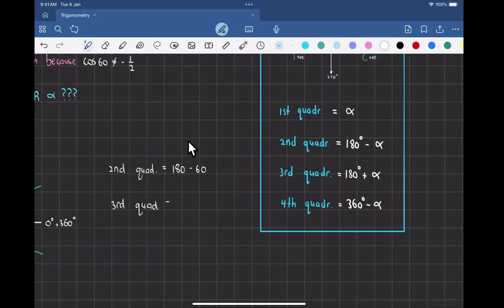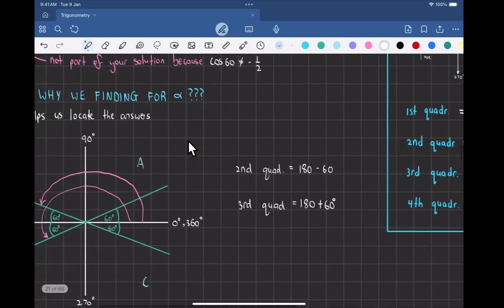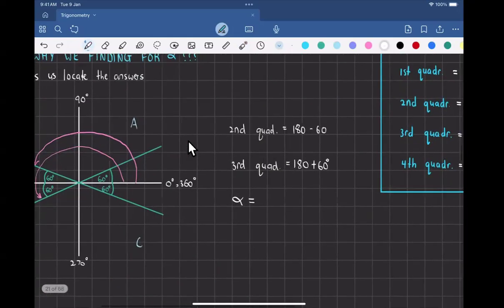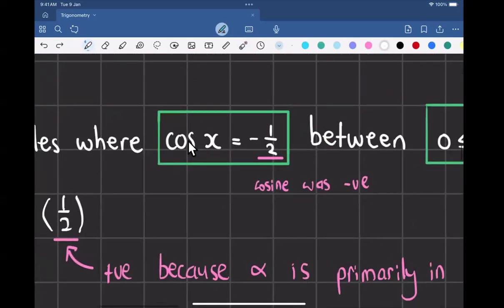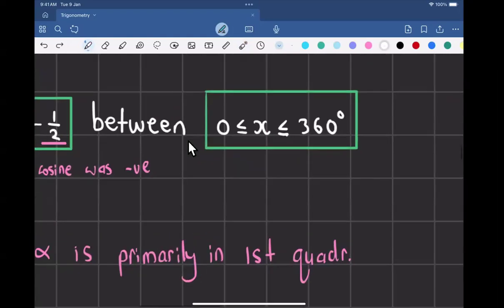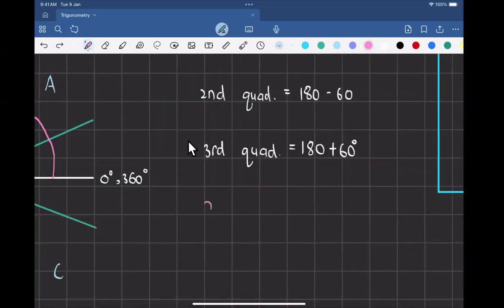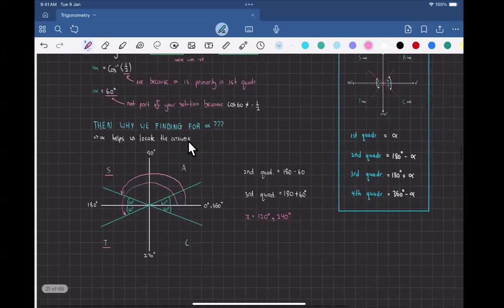So we understand the concept. We ready for them. Nicholas, I noticed that you said alpha. We're not trying to find alpha. We found alpha at the start. We are really trying to find the values of what? Look at the question. X. We're trying to find the values for x. Watch. So my answers for x would be equal to 120, comma 240.